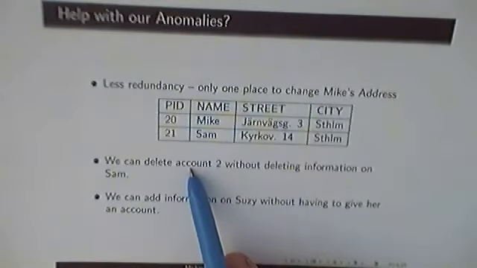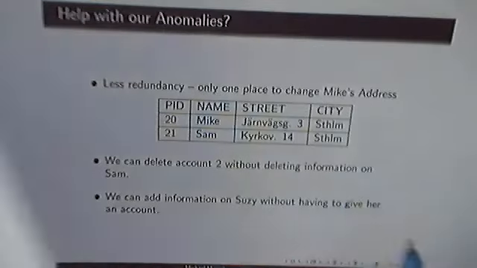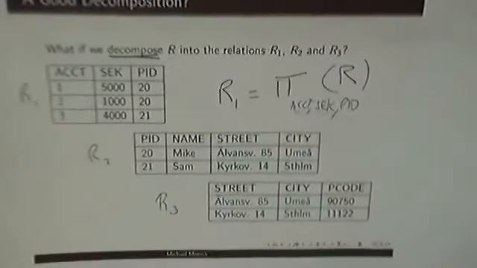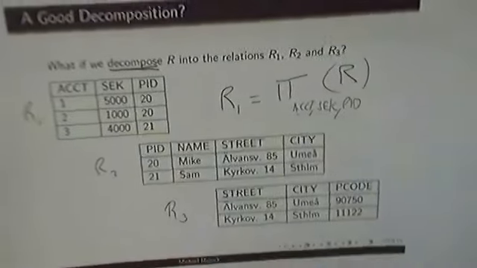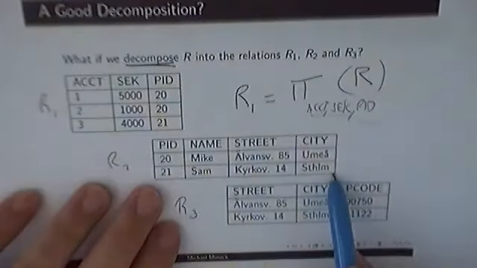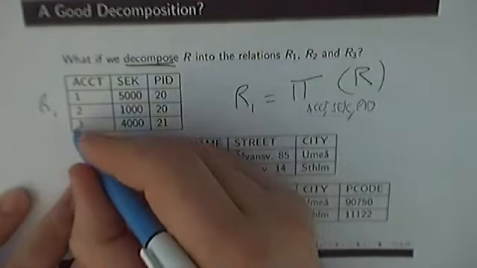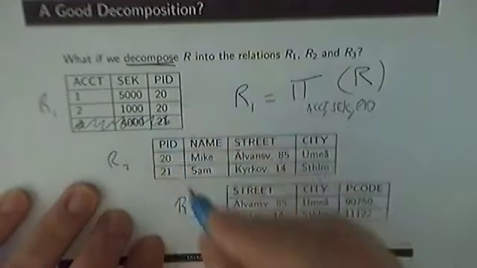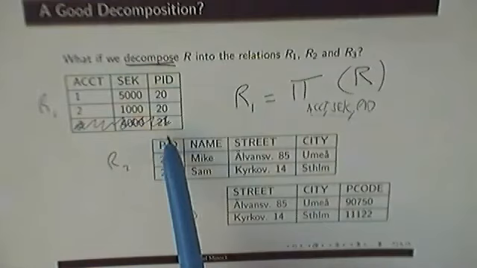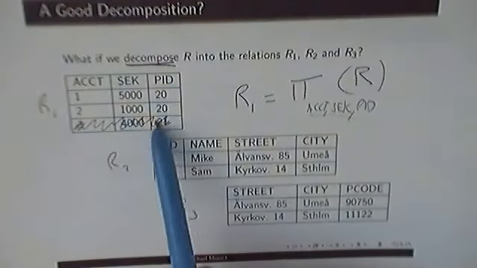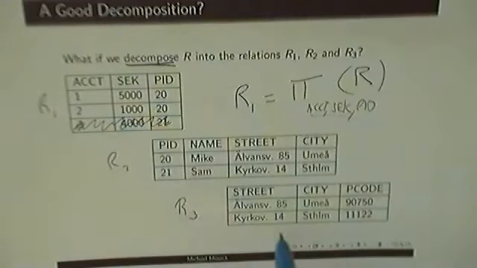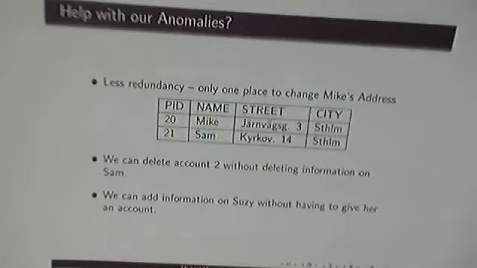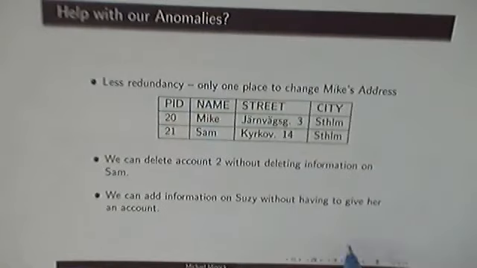Likewise, can we delete account number 2 without deleting information on Sam? Sure. Here's Sam. We have the information of Sam living at this address, and all I do now is go up here and get rid of that tuple. So I was able to handle the deletion anomaly, because I just delete the account information here, but we still have address information for Sam. Okay, good. Anything else?